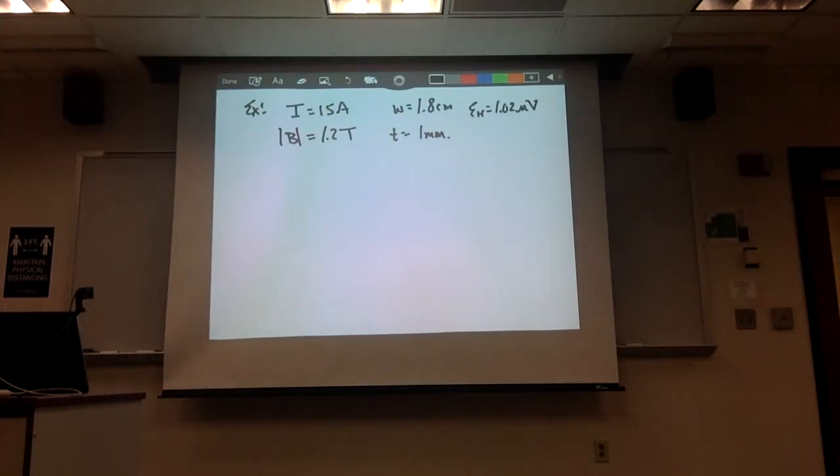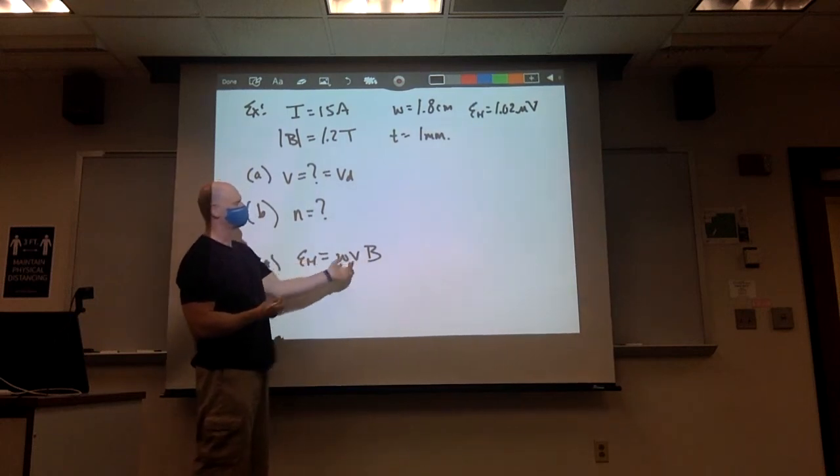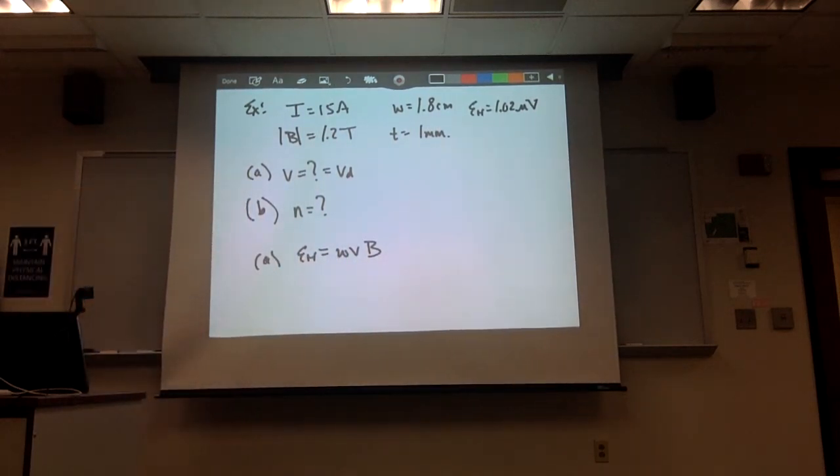So from all of this, we want to determine A, what is the velocity, i.e. the drift velocity. And then B, we also want to know what is the number density, so how many charges per unit volume do I have? So let's look at part A. We know the Hall EMF is equal to the width times the velocity times the magnetic field. In this case, we know the Hall EMF, we also know the width, we also know the magnetic field. The only thing we don't know is the velocity. So let's solve this for velocity.